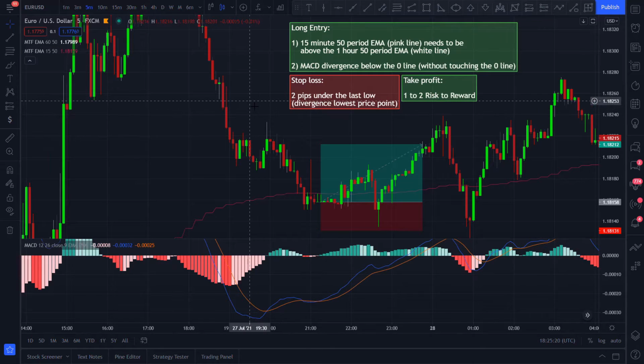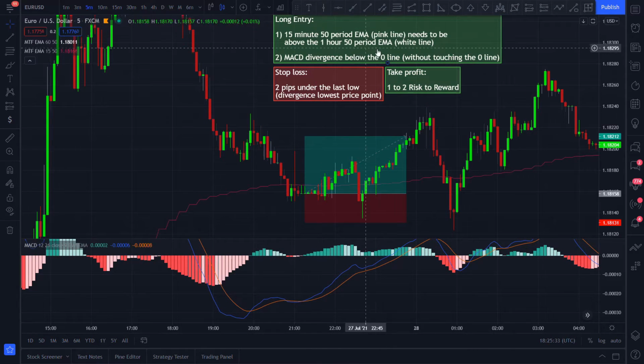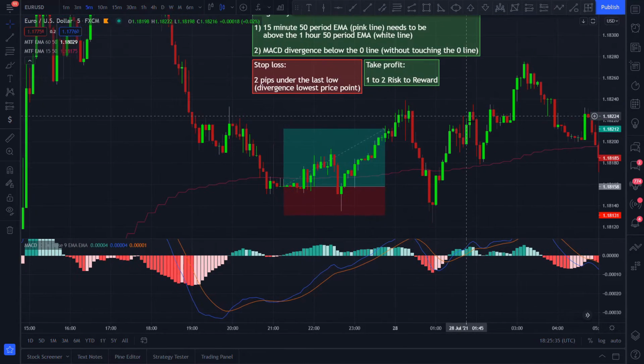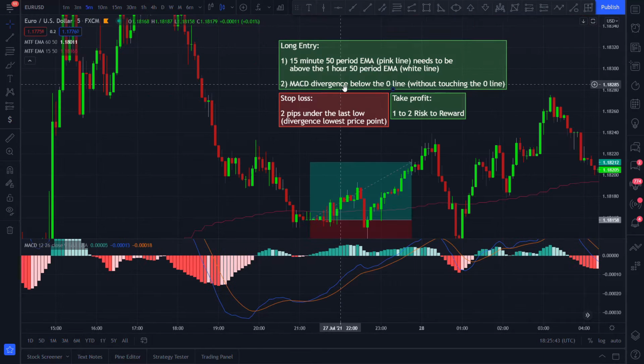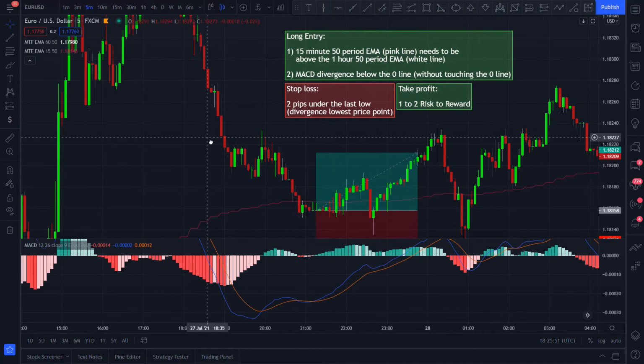And now let's see what are the rules for a long entry. First, you need to have the 15 minute 50 period EMA, which is the pink line, above the 1 hour 50 period EMA, which is the white line. As you can see, it's here down below. The second rule is that you need to have a MACD divergence below the zero line without touching the zero line. So what is a divergence?